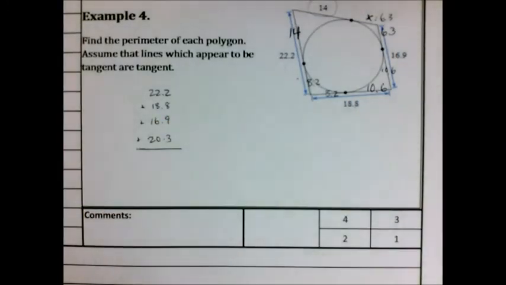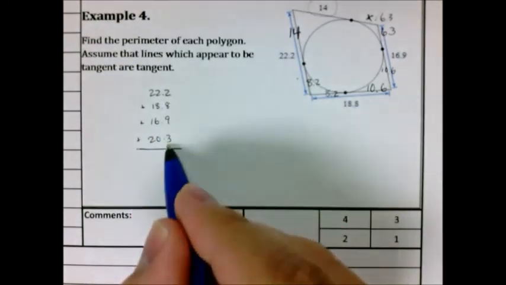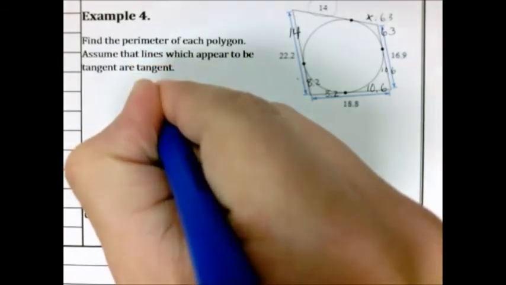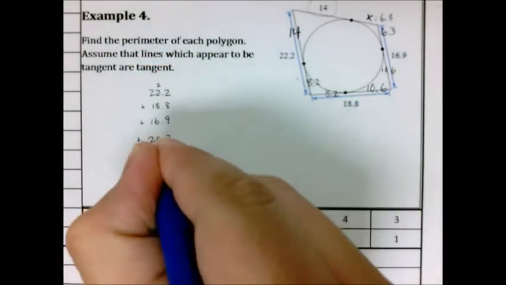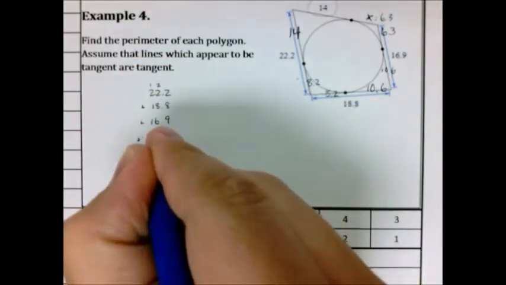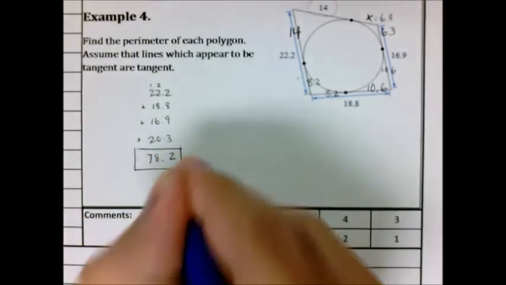All we have to do is add all of this together and we'll figure out what the perimeter is going to be. 2 plus 8 is 10, plus 9 is 19, plus 3 is 22. Put the 2 up here. 2 plus 2 is 4, plus 8 is 12, plus 6 is 18. 2 plus 1 is 3, plus 1 is 4, plus 1 is 5, plus 2 is 7, so 78.2. So our perimeter of that shape is 78.2.